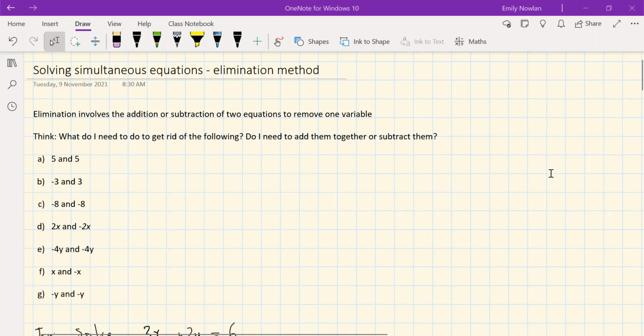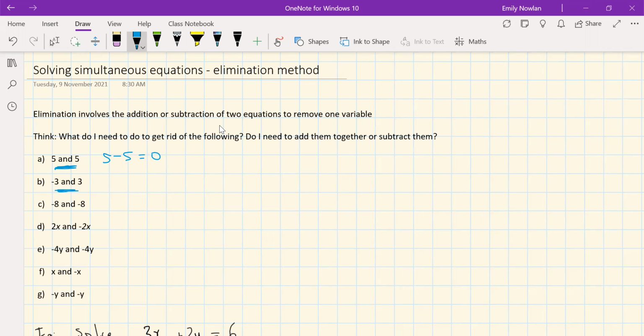Now, to do this, you need to either add the two equations together or subtract the two equations from each other. So let's have a think about what this would mean. Let's just have a look at these questions here. First one, what do I need to get rid of the 5 and 5? Would I be adding them together or subtracting them? Well, 5 minus 5 will give me 0, so I need to subtract them.